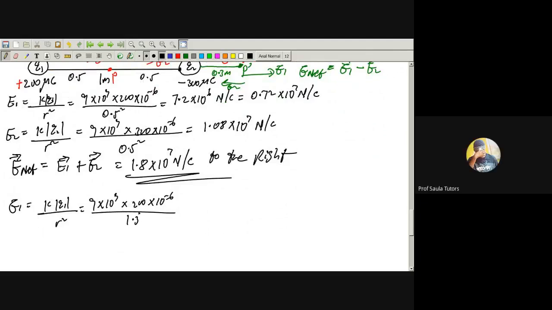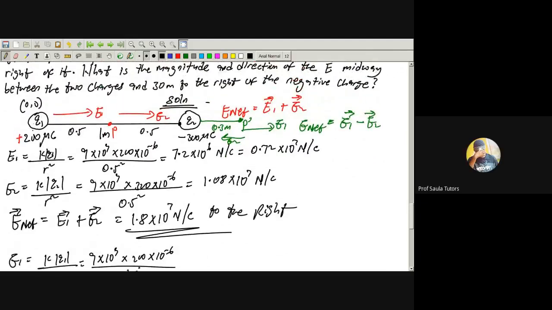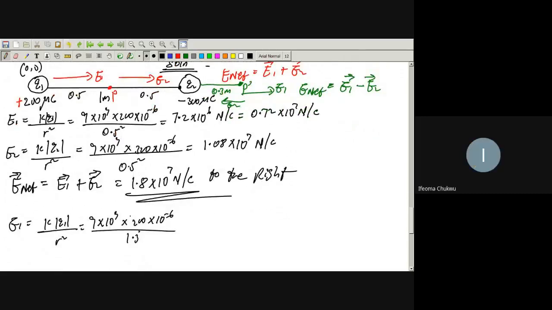Okay, look at it. You are looking at the distance from here to this point where you want to find the electric field. They have changed the point for you already. Before it was at the midpoint of the two charges. Now, the point that you want to find the electric field at has been changed to 0.3 meter to the right of charge Q2. So now, what is the distance of charge Q1 from point P? From here to here is 1 plus 0.3, that gives 1.3. So this is 1.3 squared. So you get an answer.